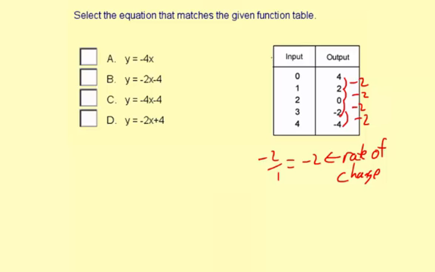Okay, now what about the initial amount? Well, you find the initial amount by looking at the input of 0. Input of 0, output of 4. 4 is your initial amount. So 4 is your initial.